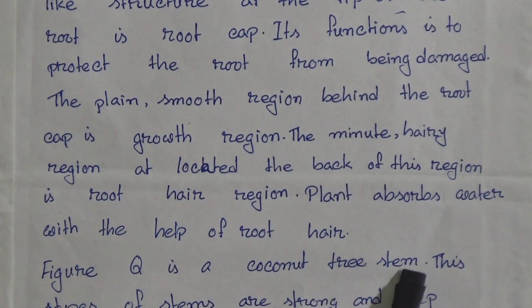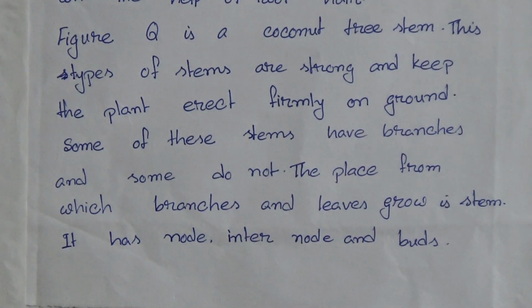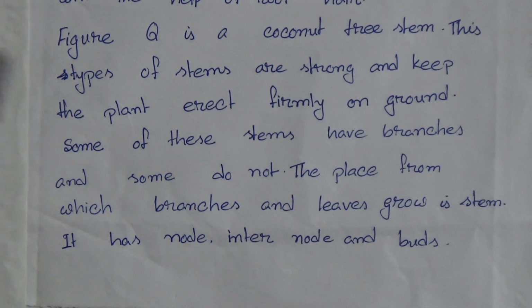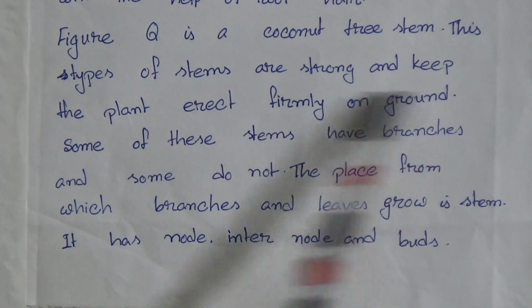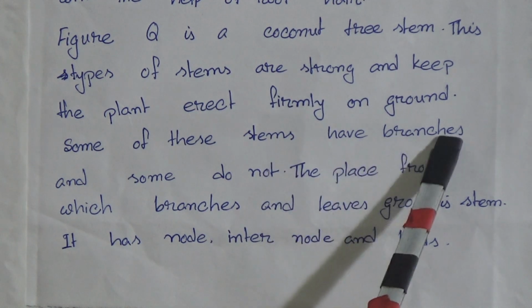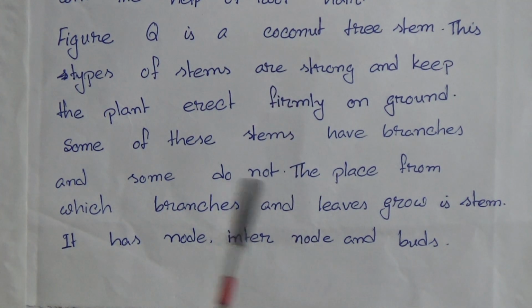Figure Q is the coconut tree stem. These types of stem are strong and keep the plant erect firmly on the ground. So this type of stem helps the trees to stand straight. Erect means it is very straight and has no branch on its body. Some of these stems have branches and some do not. The branches are on the upper side, the crown side, but on the body side there are none.